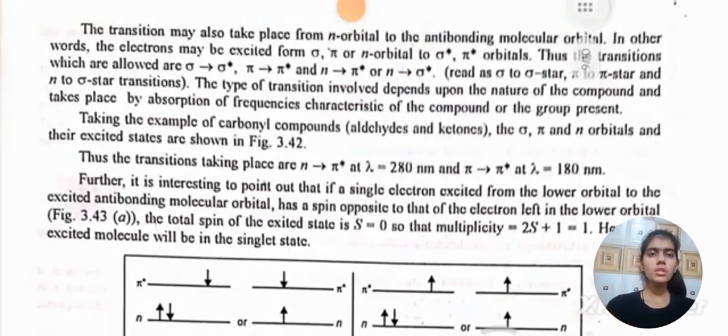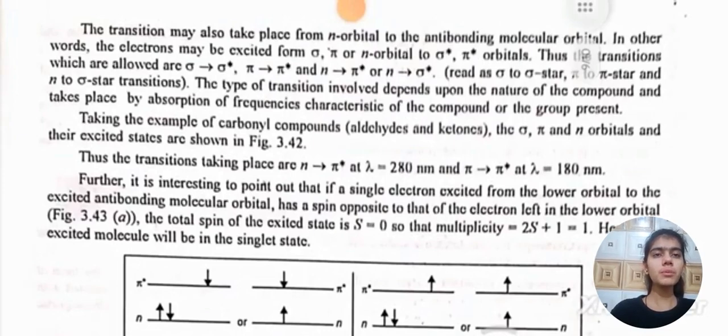In other words, the electrons may be excited from sigma, pi or n orbital to sigma star, pi star orbitals. Thus, the transitions which are allowed are sigma to sigma star, pi to pi star and n to pi star or n to sigma star. The type of transition involved depends upon the nature of the compound and takes place by absorption of frequencies characteristic of the compound or the group present.